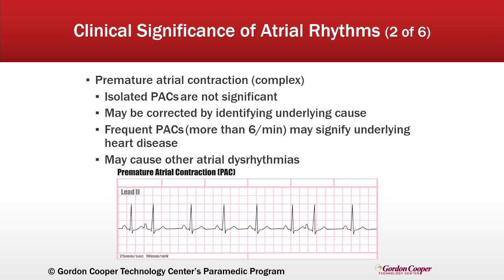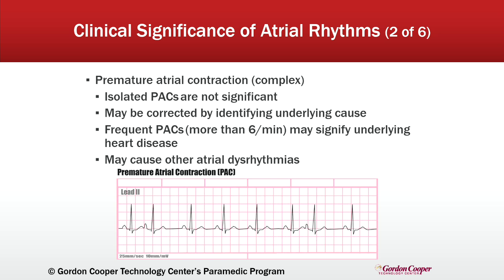So if they're happening more frequently or causing symptoms, the key to treatment is to figure out what's causing them. So often treating the underlying condition can help reduce the PACs. Now, frequent PACs, so more than 6 a minute, they may signify some underlying heart disease. So if you notice some frequent PACs, as I said, more than 6 a minute, they may suggest that there's an underlying issue, such as heart disease.